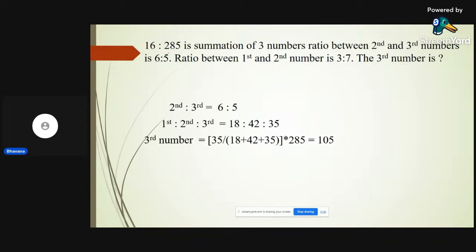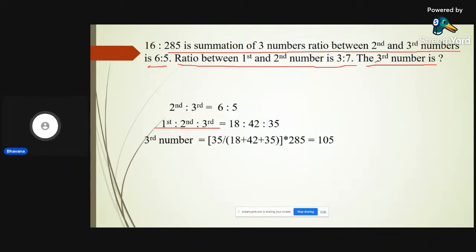Next question: 285 is the summation of three numbers. The ratio between the 2nd and 3rd numbers is 6 is to 5. The ratio between the 1st and 2nd numbers is 3 is to 7. So what is the third number? Here, which numbers have they given? The first and the second number. So here also we have to do the same thing, but they have given it in sentence formation.